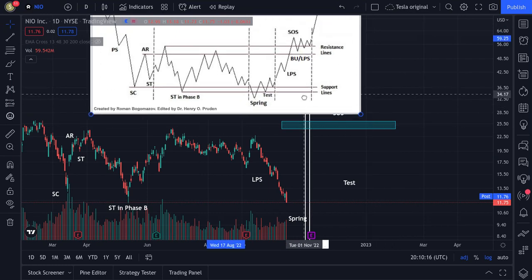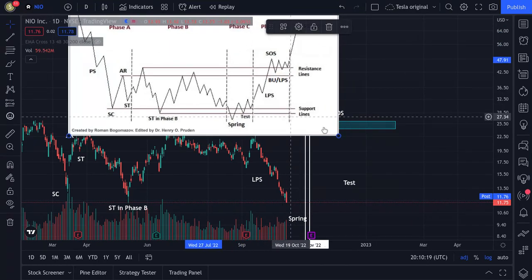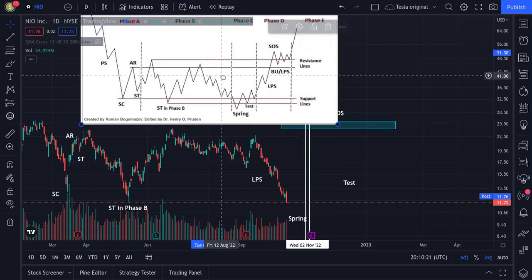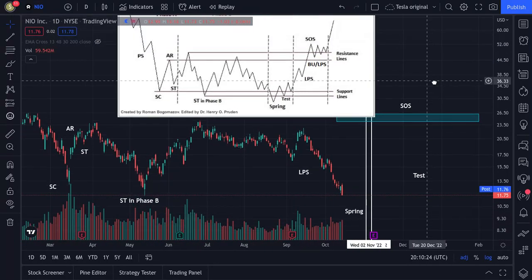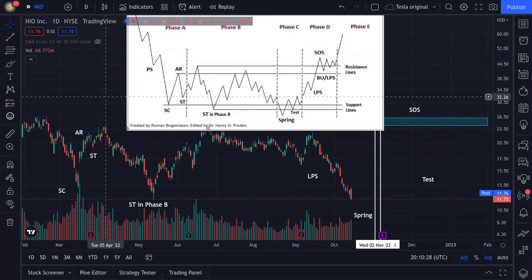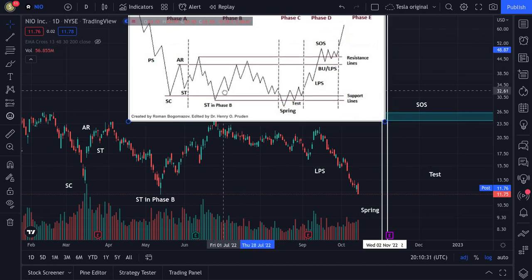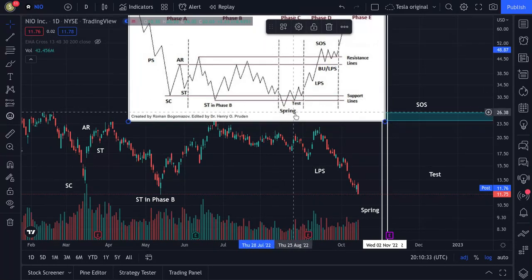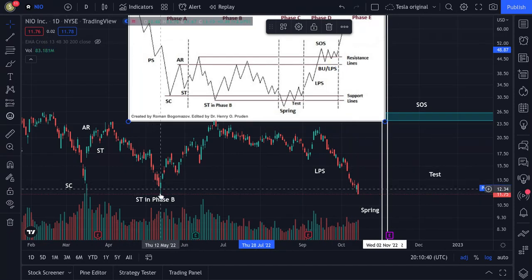What else is interesting about this, though, is when you look at the charts, you will also notice that we appear to be in phase C right now. So being in phase C, it's clear that we are most likely going to see a spring, meaning NIO is going to make a new low. Where was the previous low we made in May? $11.66, meaning NIO is going to drop below $11.66 in my opinion.